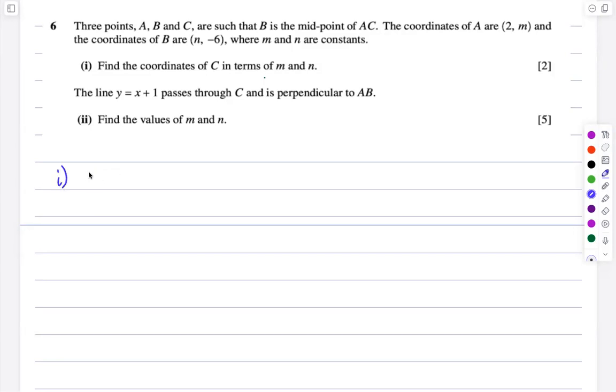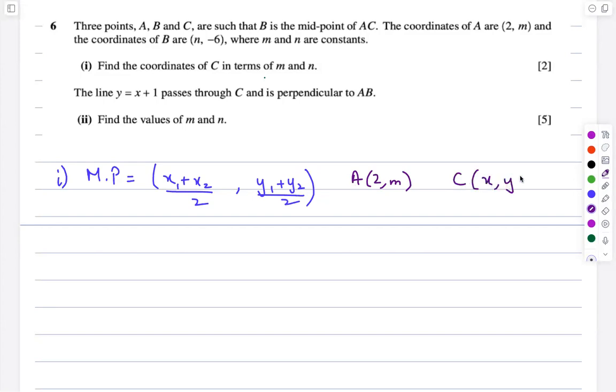First, we can write the formula for the midpoint. So that is (x1 plus x2) upon 2, and the y coordinate is given by (y1 plus y2) upon 2. Now we know that the coordinates for A are (2, m). The coordinates of C are unknown, so we can take that as (x, y). And B is the midpoint, so B is (n, -6).